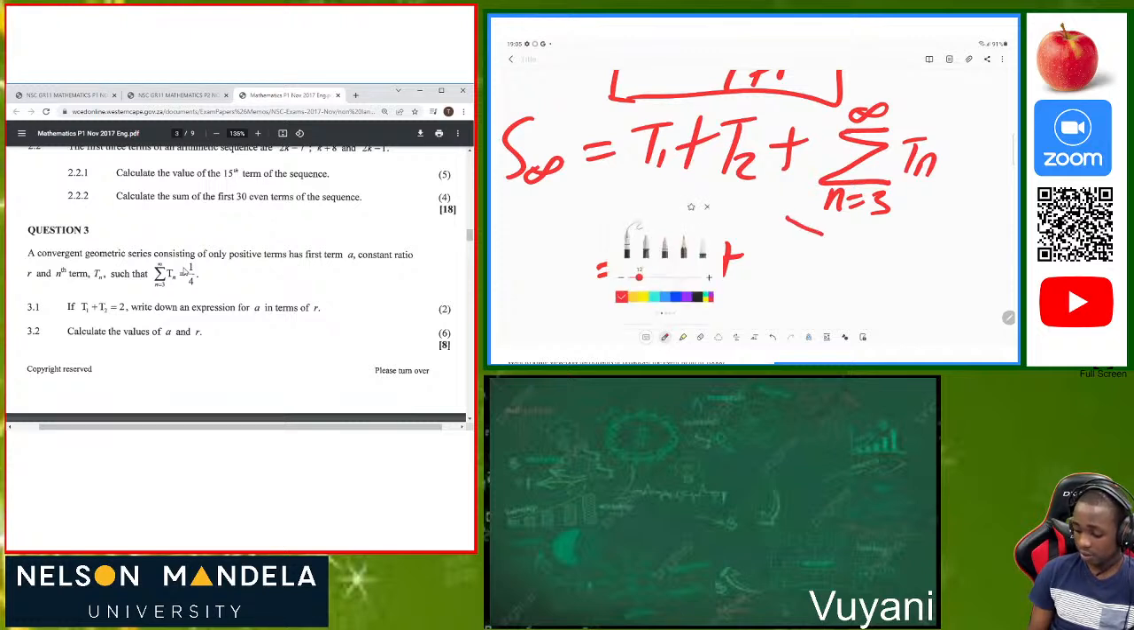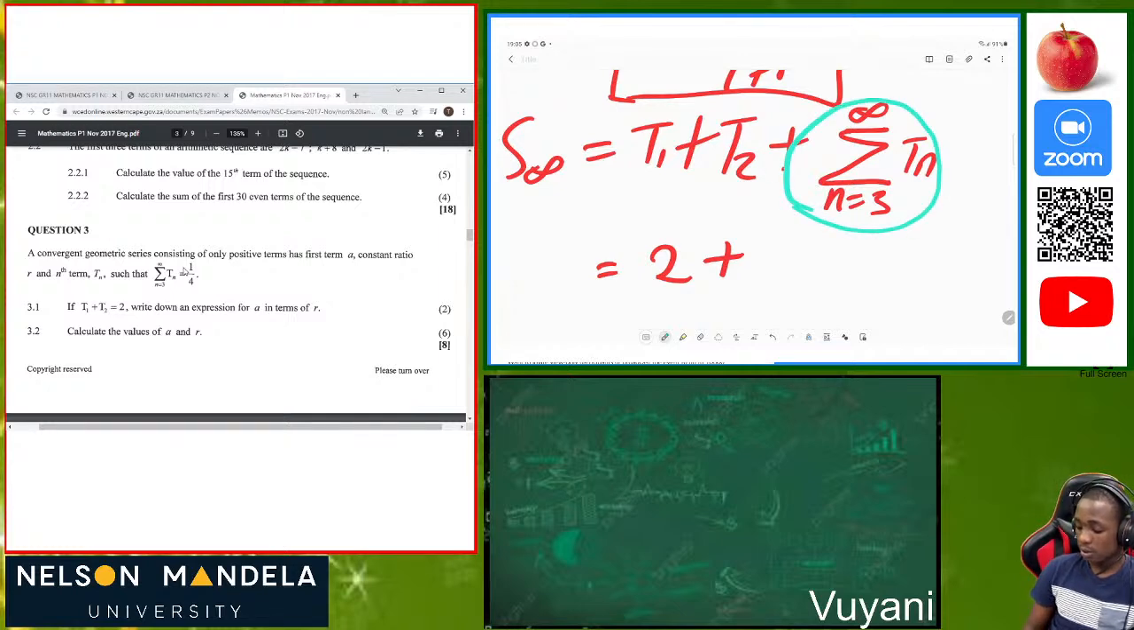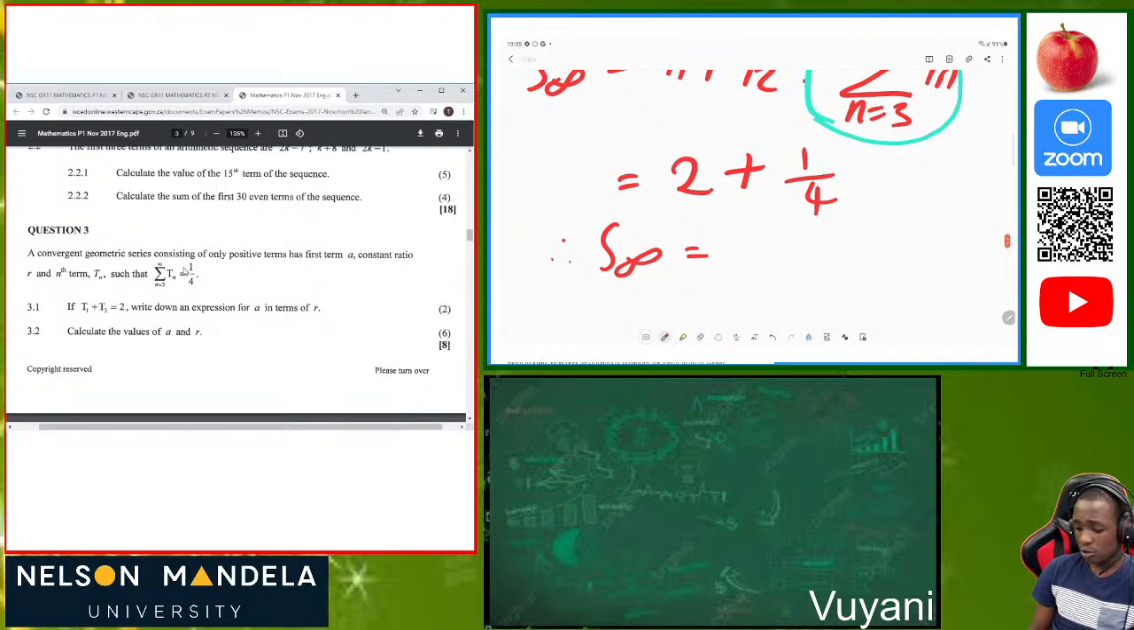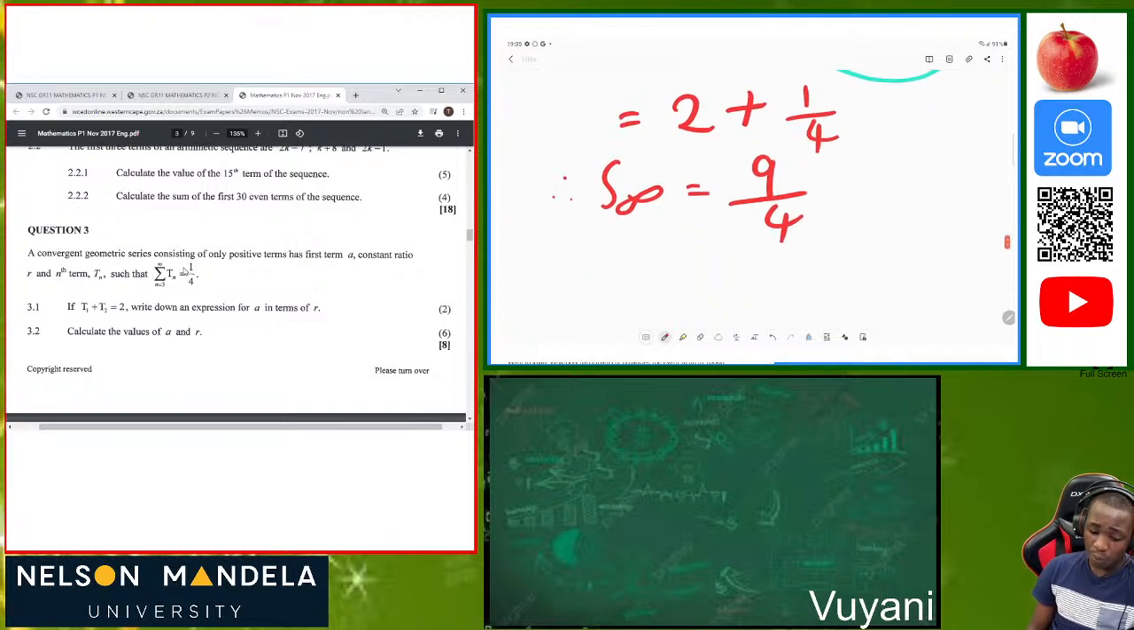Let me just use something different so that you can see what I'm talking about. This part, under this part, is equivalent to 1 over 4. So we can just put our 1 over 4. So we have our 1 over 4. Then therefore our sum to infinity will be equal to 2 plus 1 over 4. What is 1 over 4? 2 plus 1 over 4. Then we'll end up having 9 over 4. Use your calculator always. Then now we know that our sum to infinity is equal to 9 over 4.